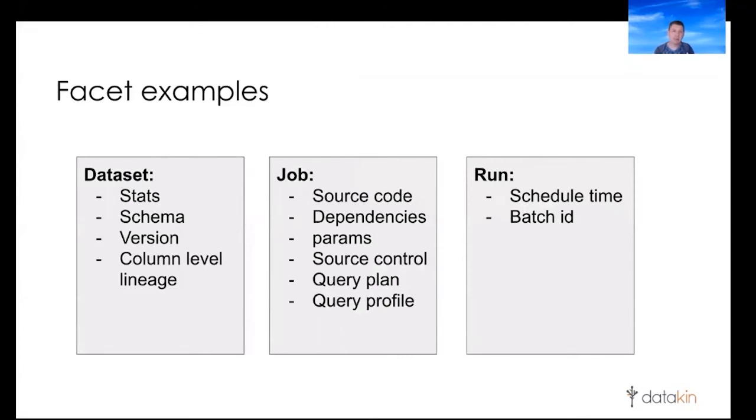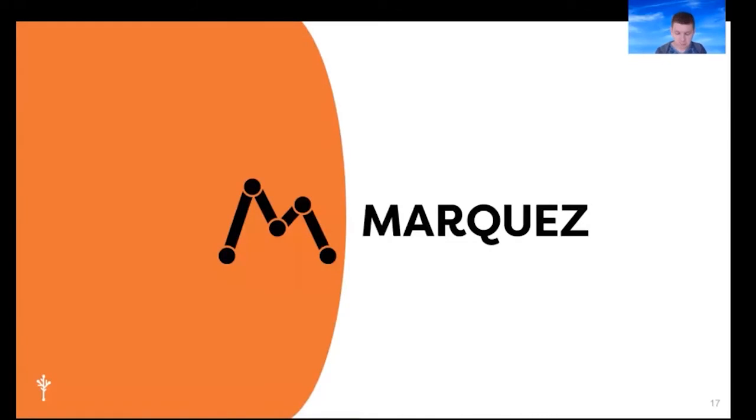And so to give you an example of facets, in a data set, you may have like statistics, like data quality metrics. You could have the schema. What was the version of the data set if you're using a version storage like data lake or iceberg, or even column level lineage. At the job level, you may have the source code. Like if it's a SQL query that's self-contained, you could have the SQL in there. You could have the dependencies, the parameters, the hyperparameters that were passed to the job. Where is the job stored? What was the query plan? For example, at the run level, could have the schedule, a batch ID, a query profile, as example.